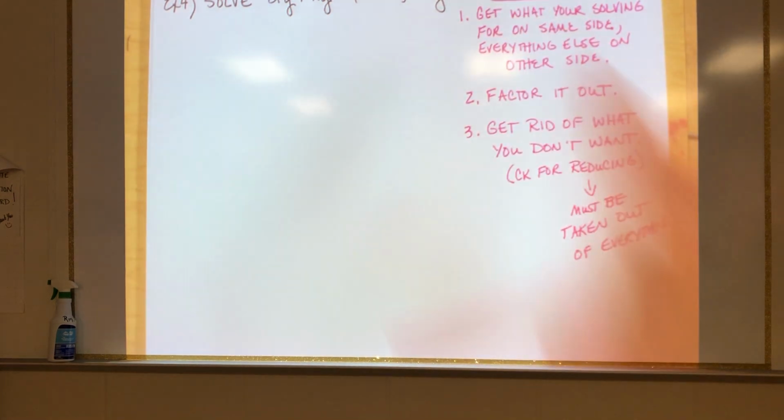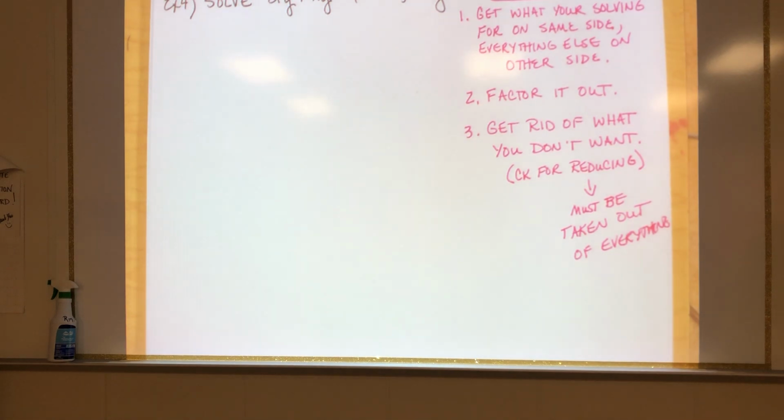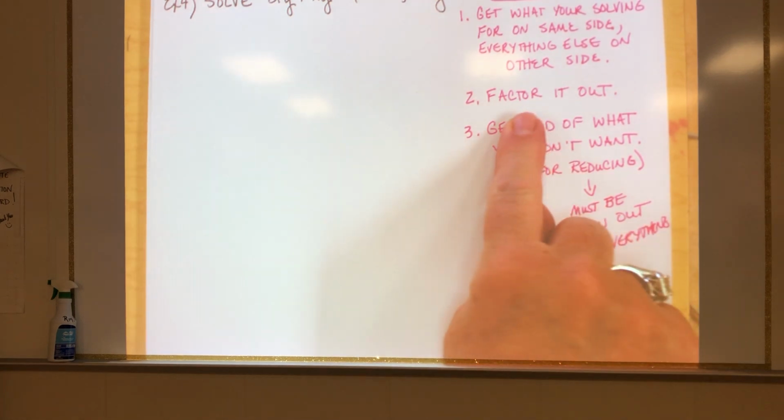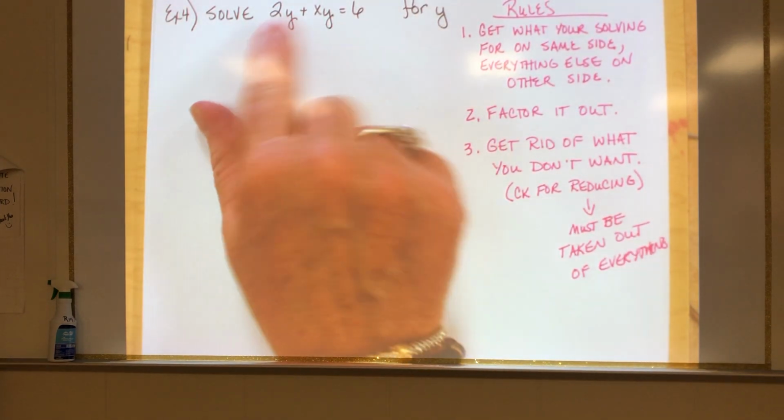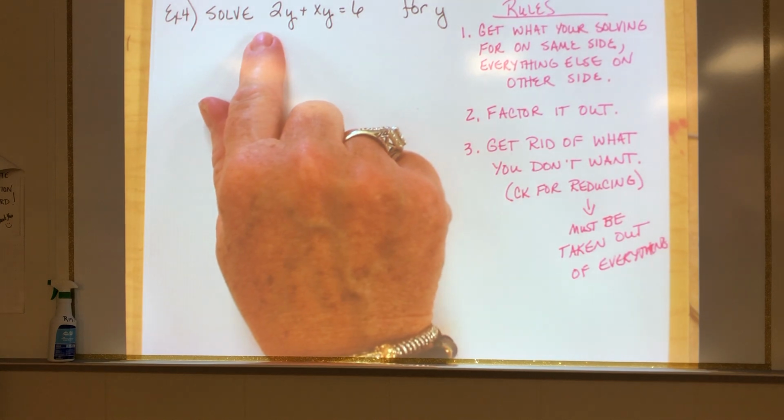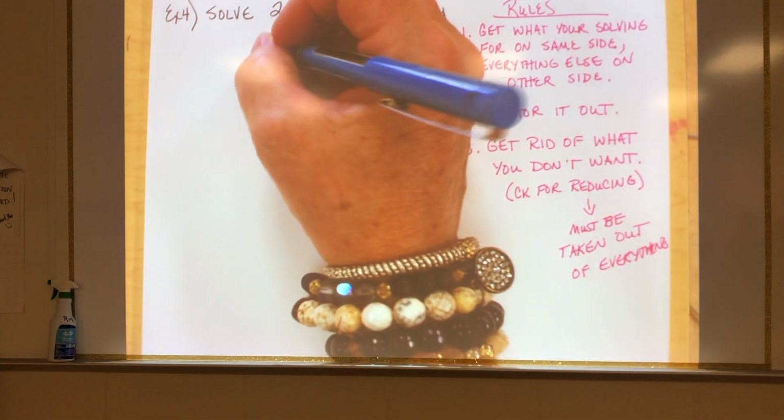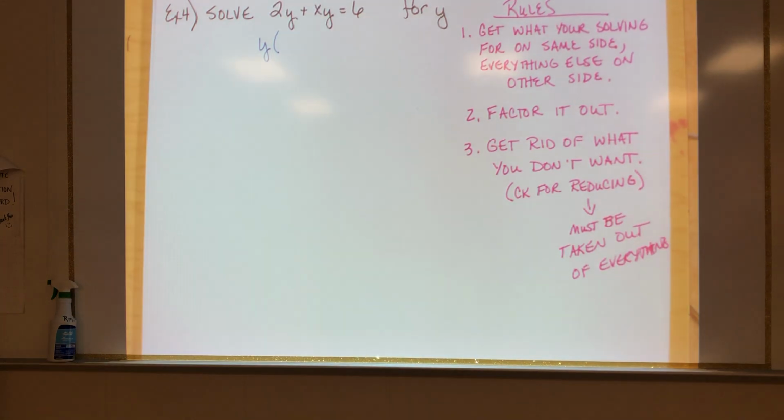We already said for this number 1 that all of the y's are on the left and every other term is on the right. So 1's good. We don't have to do anything. So what about 2? Factor it out. What do these two terms have in common? A y. So I'm going to factor that y out. It's like the distributive property in reverse.